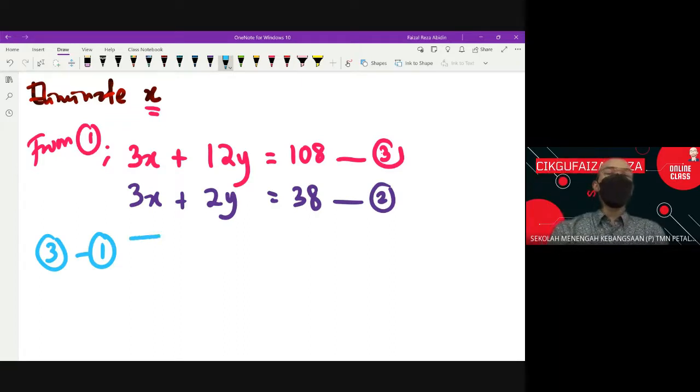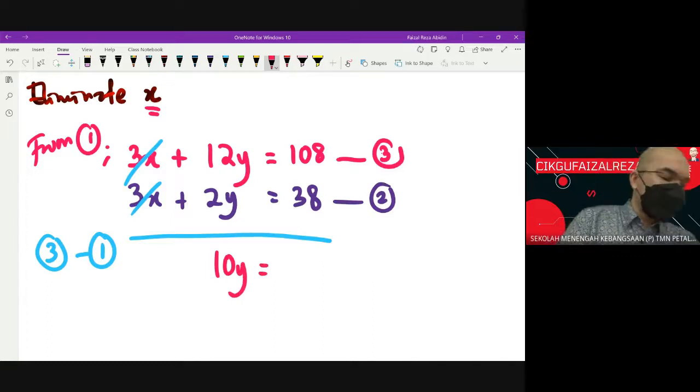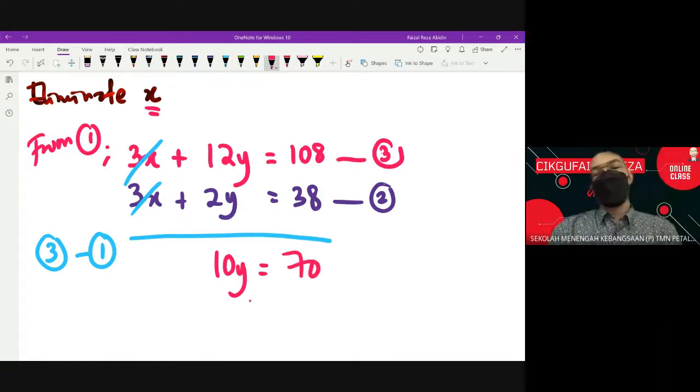So what I'm going to get over here, 3x minus 3x, finish. Over here, 12 minus 2y, yes, you are going to get 10y. 108 minus 38, you are going to get 70. y equals to? 7.